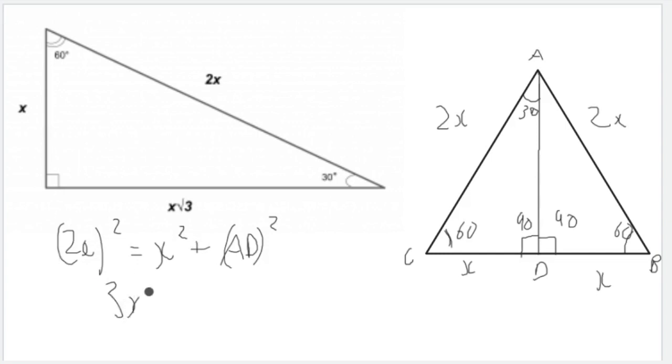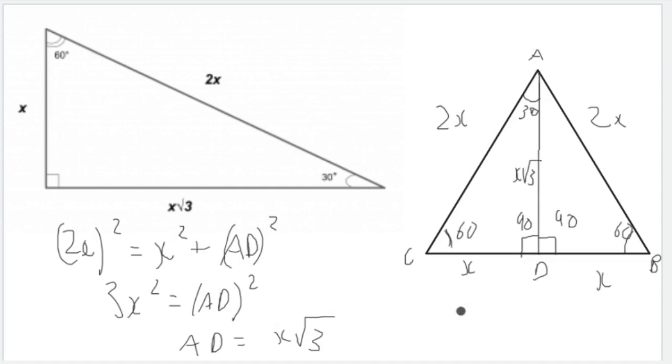3x squared equals AD squared. For such an equation, all you have to do is square root both sides. If you square root both sides, you just get AD equals the square root of 3x squared, which is x squared. If you square root x squared, you just get x times the square root of 3. That means the height is x times the square root of 3.